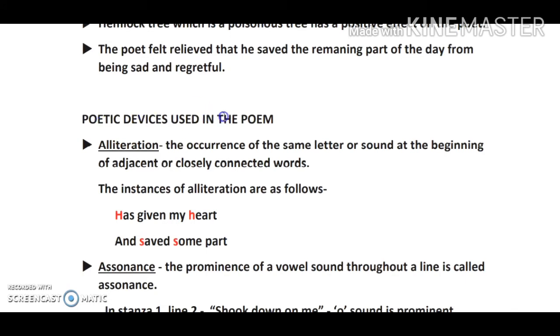Poetic devices used in the poem: alliteration, the occurrence of the same letter or sound at the beginning of adjacent or closely connected words. The instances of alliteration are as follows: "has given my heart." Here, has and heart, h is alliteration. And "saved some part." Here, saved and some, s is alliteration.